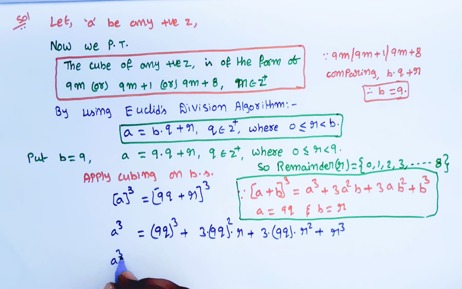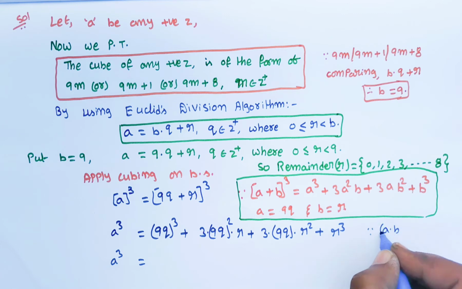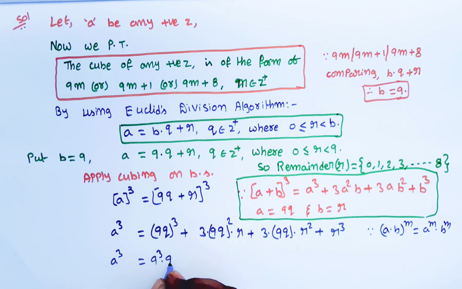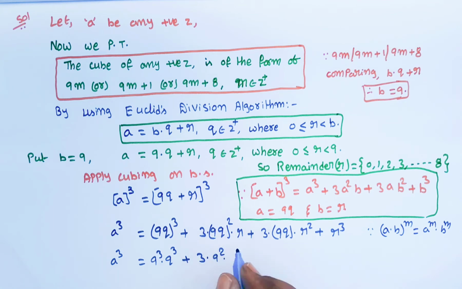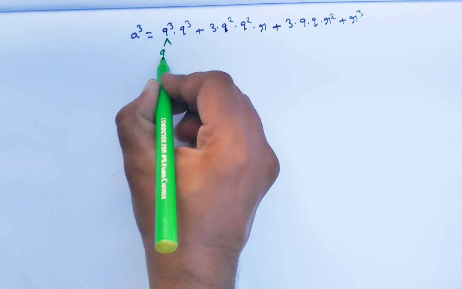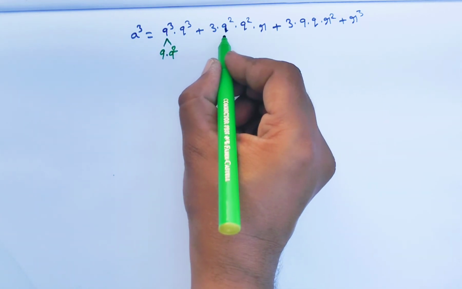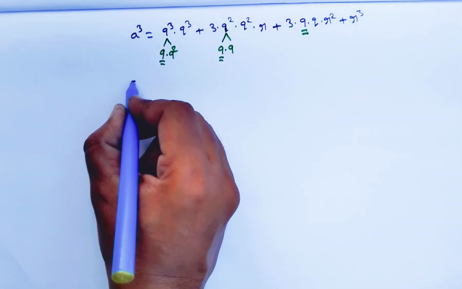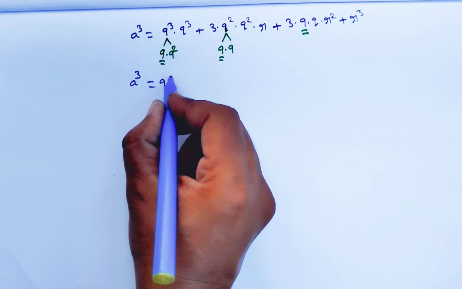Next step, a cube equals, using the form a into b whole power m means a power m into b power m, 9 cube into q cube plus 3 into 9 square into q square into r plus 3 into 9 into q into r square plus r cube. Now we take the next step. So 9 cube can be written as 9 into 9 square. In the second term 9 square is there, we take it as 9 into 9, and in the third term 9 also is there. So a cube equals 9, take it common.